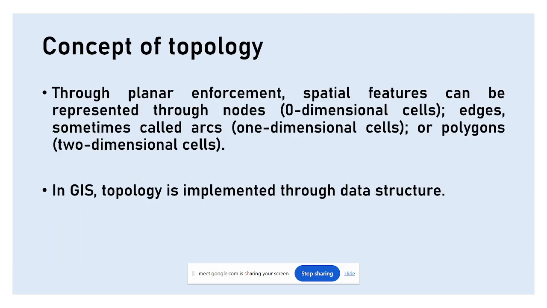So through planar enforcement, spatial features can be represented through nodes, that is zero-dimensional cells like points. That's what they're saying. I'm not able to draw it, but you have to understand this is a point. Then edges, which are sometimes called arcs, one-dimensional cells like this, or polygons, which are two-dimensional cells.